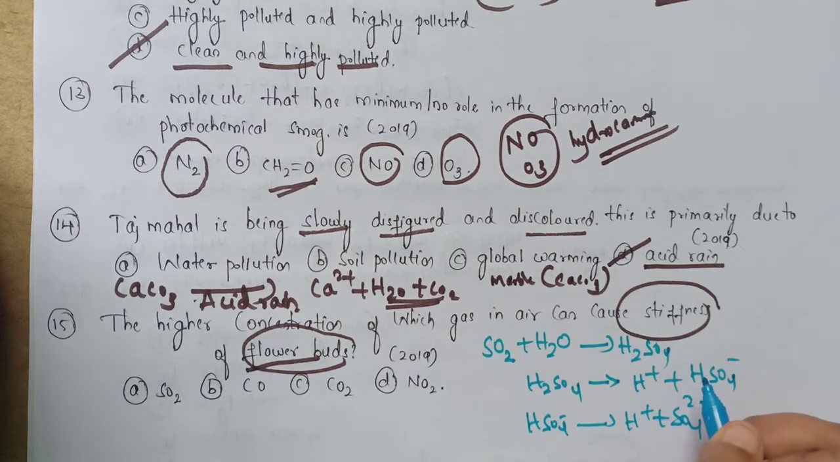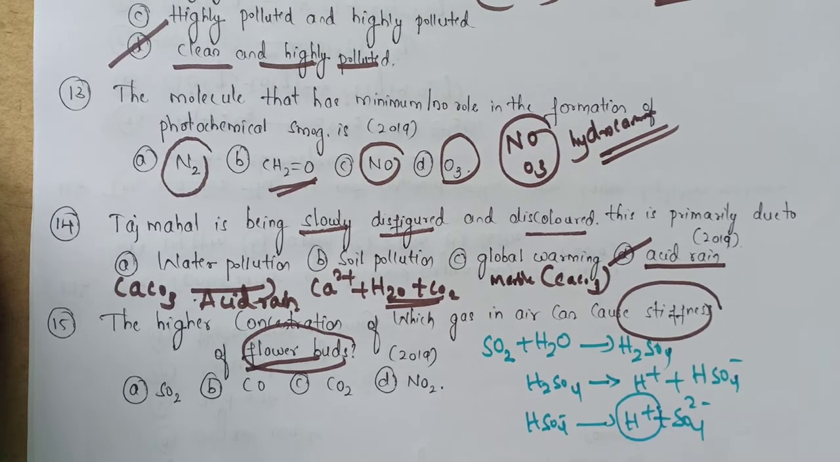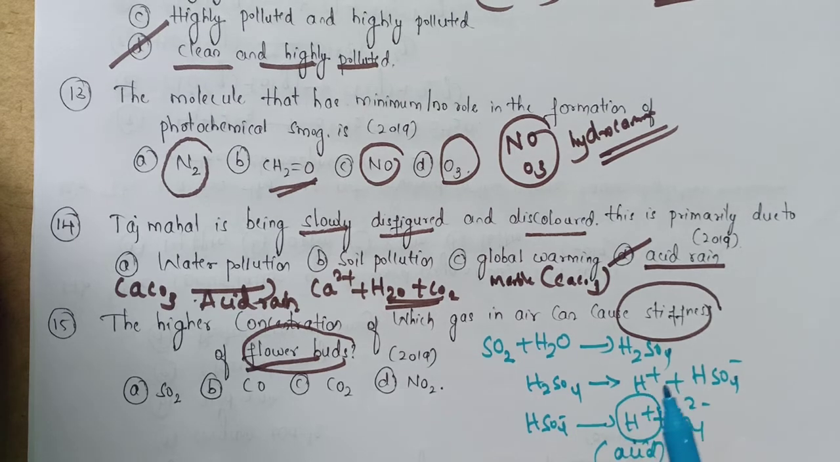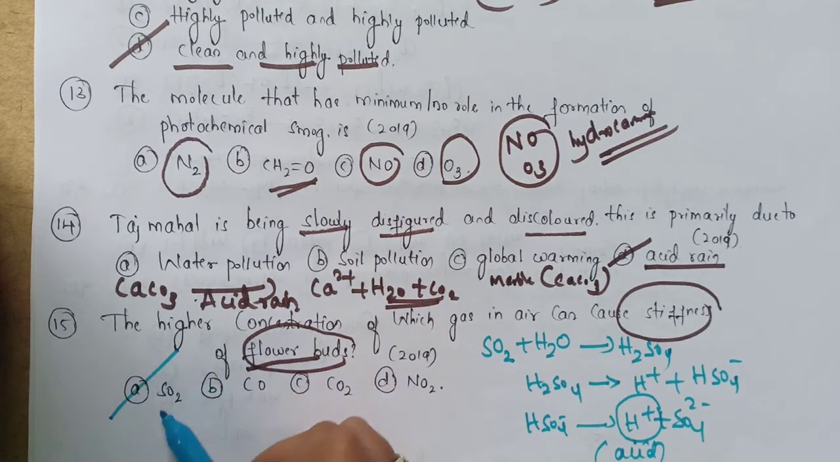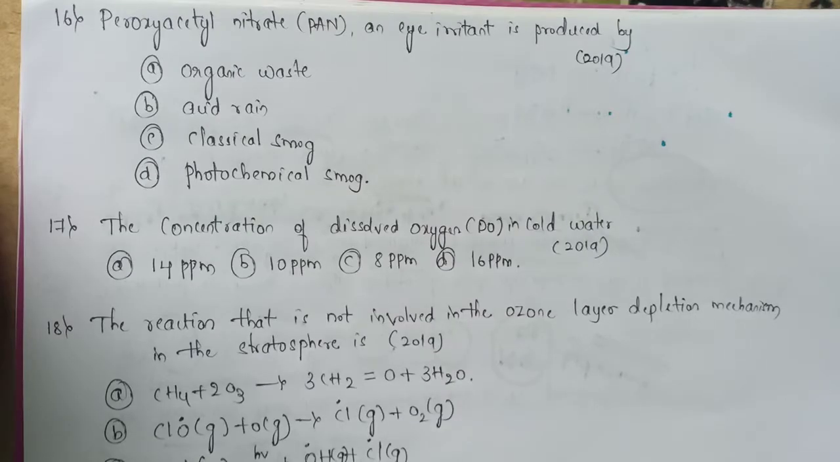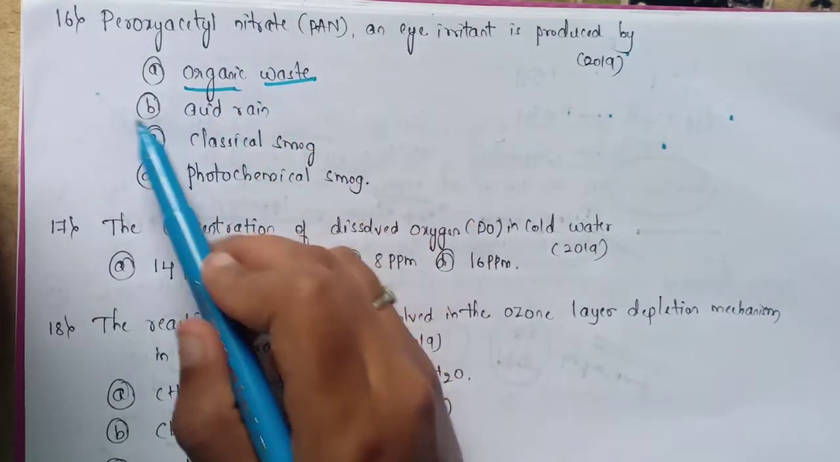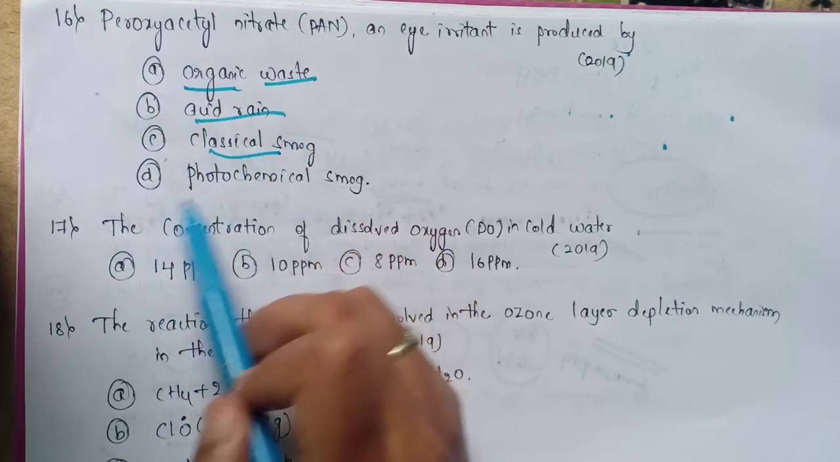Here the release of H+ ion takes place. We know that it is an acid. So due to the release of the H+ ions, the flower gets decolored and they become stiff. So as a result, they fall off from the plants. So the correct option is option A, that is SO2. Now coming to the 16th question, that is peroxyacetyl nitrate, PAN, a high irritant, is produced by option A organic waste, option B acid rain, option C classical smog, option D photochemical smog.